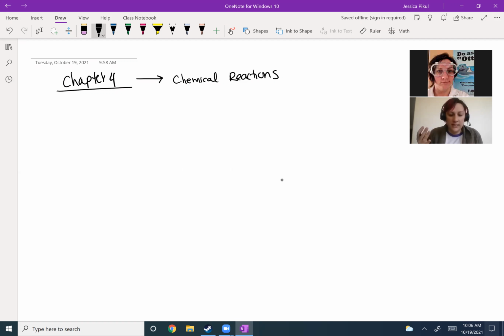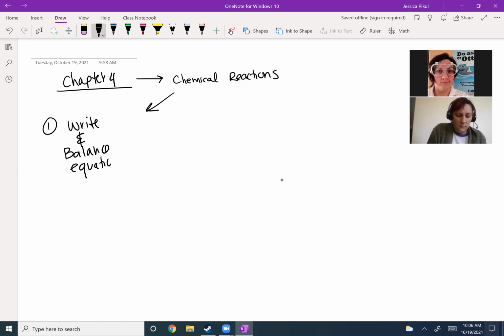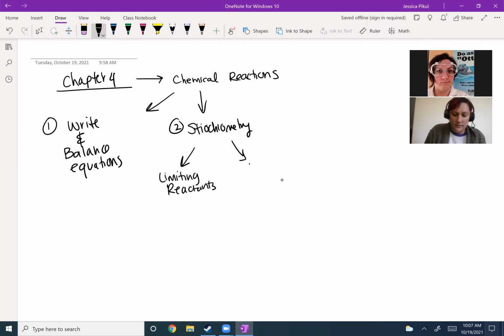So basically this chapter breaks down from chemical reactions into a few things. One, we have to first figure out how to write them and balance them. Then we go through stoichiometry, which is that big word for predicting the amount of a product you'll actually make. And within stoichiometry, there are some other pieces: limiting reactants and percent yield.